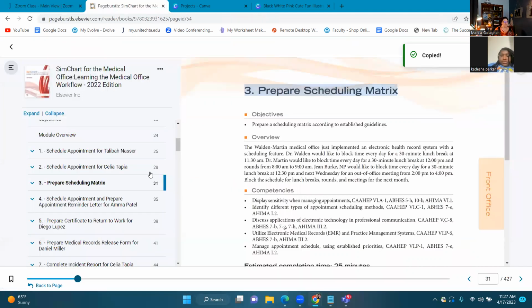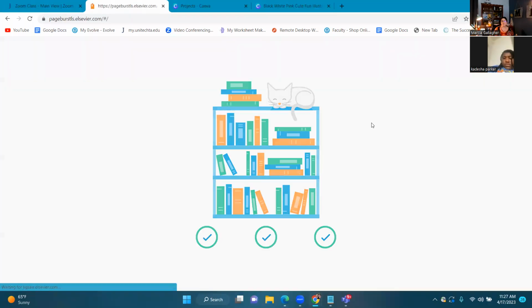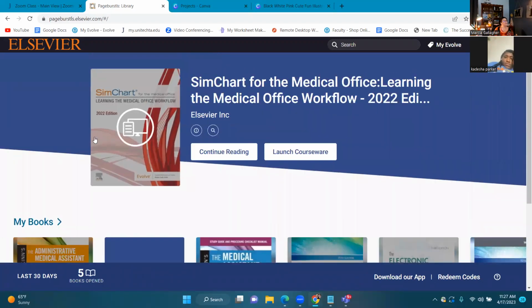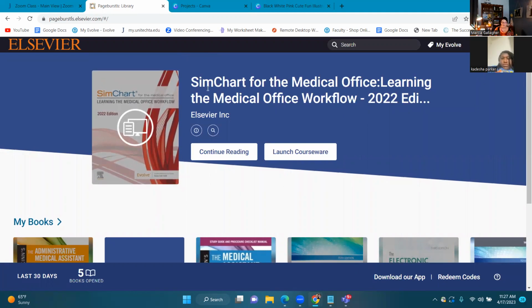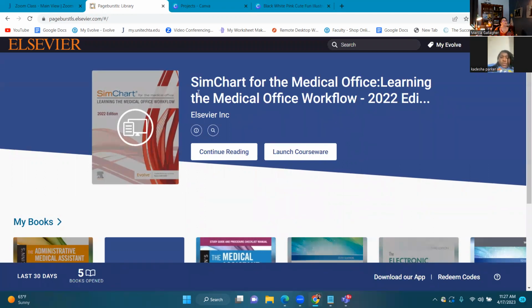Yes. Once you get your email from Miss Franny or Miss Jana for your books, it's going to look a lot like this. This is the book that we're in, SIM chart for the medical office. Be looking Wednesday for the instructions to access this particular book. It will be in an email, in a video, in an email. I think that is it. I'm not sure if that's a lot or not enough. It wasn't a lot, but I'll get into it once I'm actually in the system.